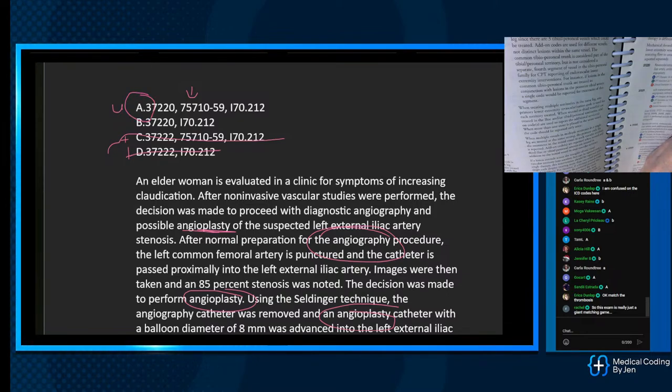What do you guys think? Yep, match thrombosis with my... It is a giant matching game. That's exactly what it is. Absolutely. 100%.